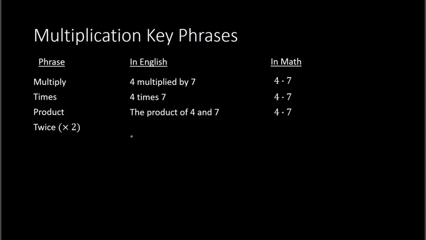Another phrase would be the word twice. So twice means multiply something by 2. So if I said twice 4, that means 4 times 2. Another word is double. If I said double 4, that means I take 4 and multiply it by 2.